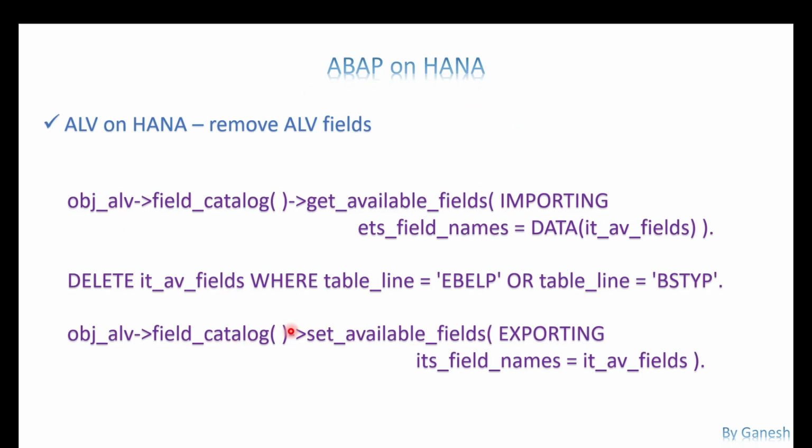Once I delete, I'm going to use another method called set available fields. Here is a get, here is a set available fields, passing the same internal table. What happens after this code is that it removes these two fields from my ALV and displays whatever is required by the business.